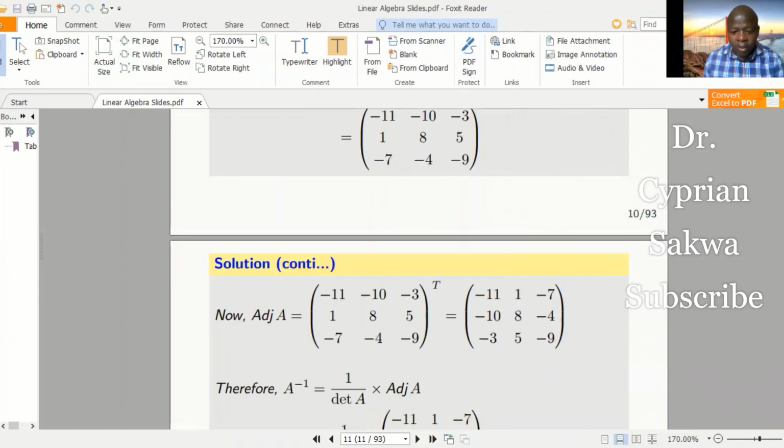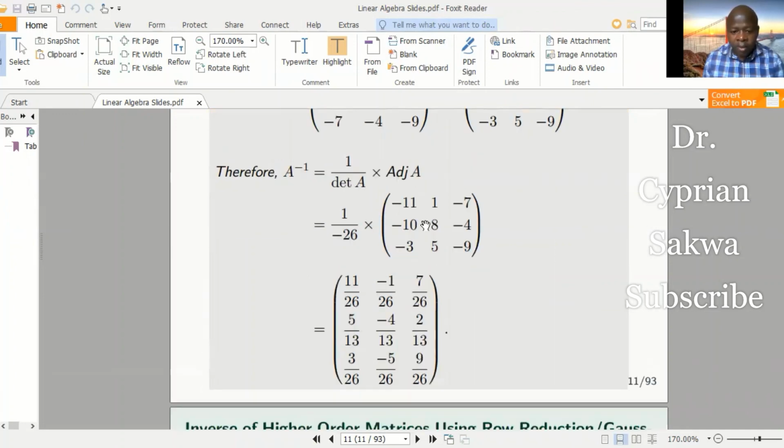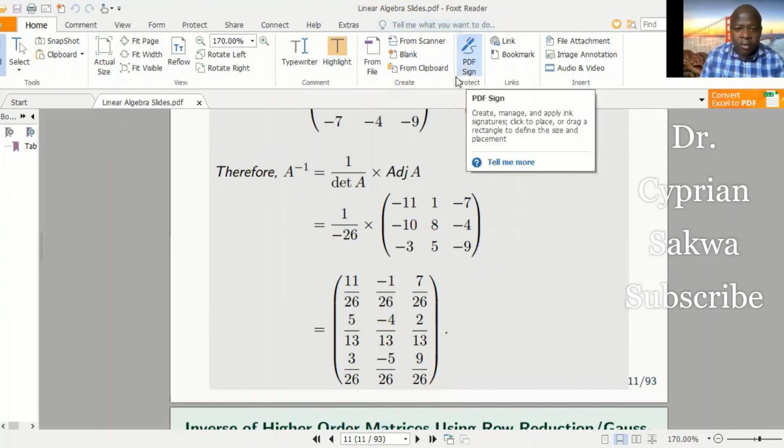So our question was to find the inverse. And the inverse is 1 over determinant times the adjoint. And this is our determinant, negative 26. So 1 over negative 26 times the adjoint. And if you want, you can leave your answer at this point, or you can take these values inside. When you multiply inside, this becomes positive 11 over 26, this is negative 1 over 26, this is positive 7 over 26, and so on. So this is the inverse of this matrix. And this is how we find the inverse of matrices by use of adjoint.